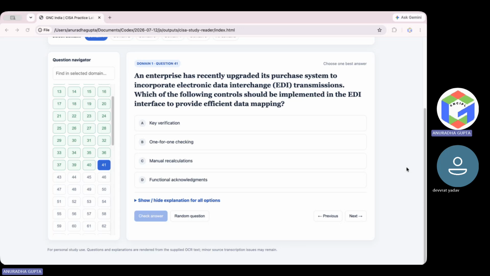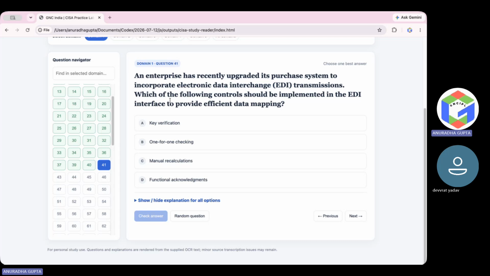What do you mean by functional acknowledgement? It is just acknowledgement. The question is that we have to implement something in the EDI interface. Efficient data mapping, so one for one checking or key verification. These two I think we can consider, A and B. Okay, let's see.